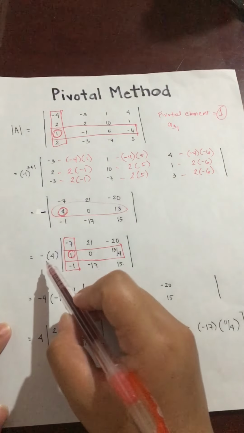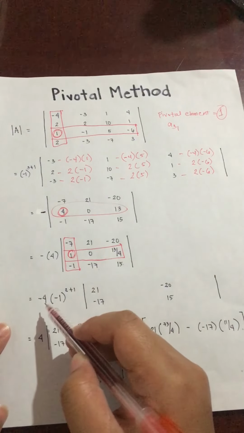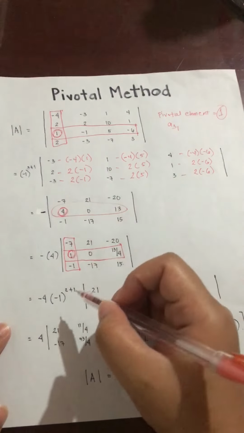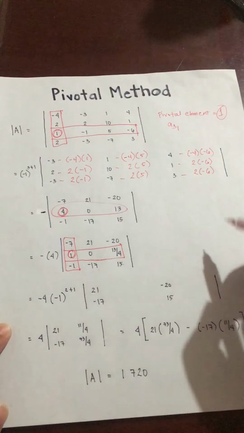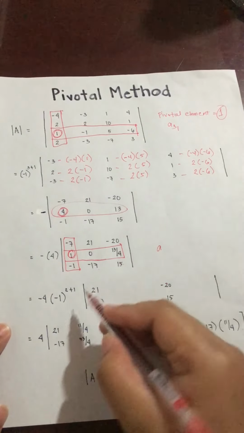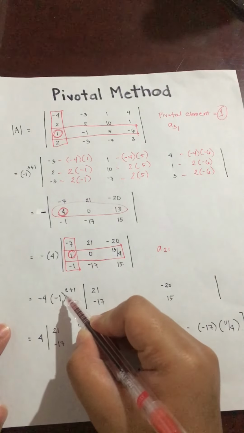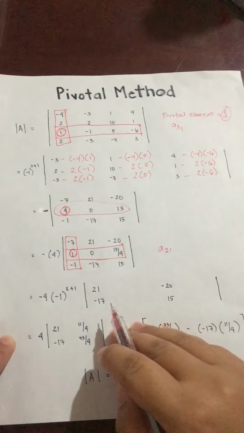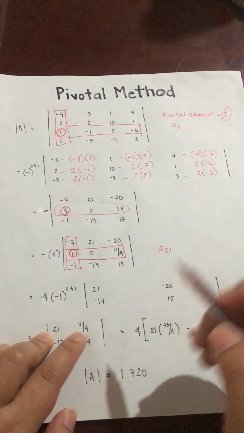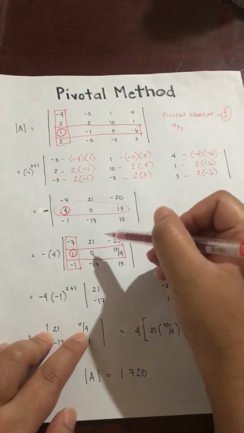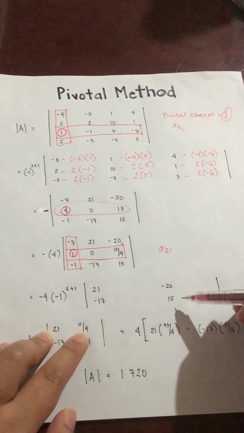Now, we will multiply negative by 4. So, negative times 4 is equal to negative 4. We will write again the negative 1 raised to the position of the pivotal element. The position here of the pivotal element is row 2 and column 1. So, negative 1 raised to 2 plus 1. Again, we will write the remaining entries and leave a space for our next solution. So, we will write 21, negative 17, negative 20, and 15.